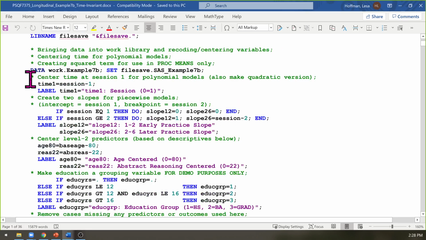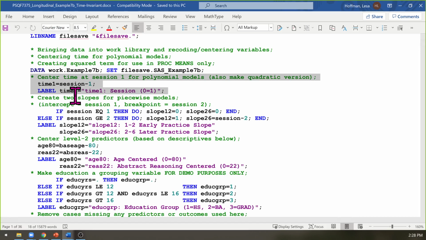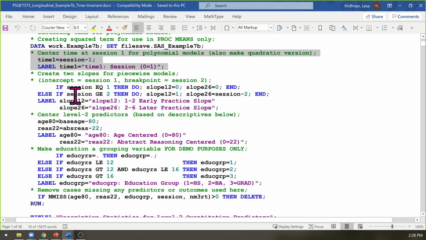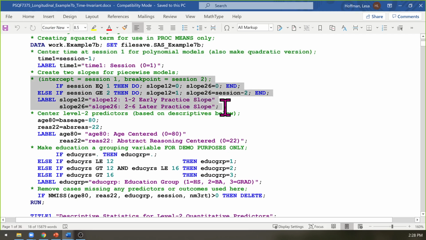So for the polynomial models, I'm centering time at session 1. So session 1 is going to be the common anchor point across all of the models in this handout. I'm also creating the piecewise slopes that I'll be using first off. So I have slope 1, 2, which is going to capture the change in response time from session 1 to 2. And then slope 2, 6, which kicks in after that point to talk about change from 2 to 6. And each of these in this example is going to be linear only.